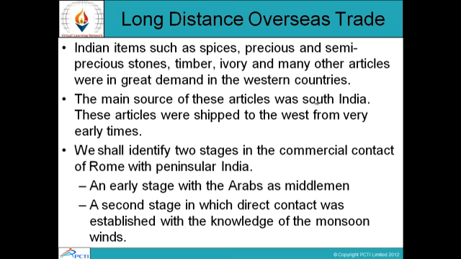Long distance overseas trade. Indian items such as spices, precious and semi-precious stones, timber, ivory, and many other articles were in great demand in the Western countries. The main source of these articles was South India. These articles were shipped to the West from very early times. We shall identify two stages in the commercial contact of Rome with peninsular India: an early stage with the Arabs as middlemen, and a second stage in which direct contact was established with the knowledge of the monsoon winds.